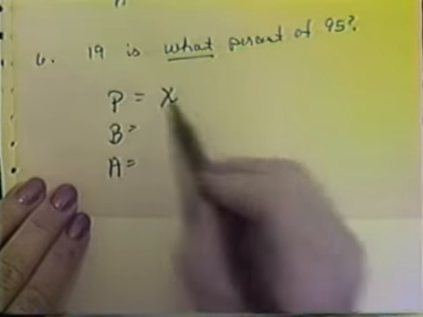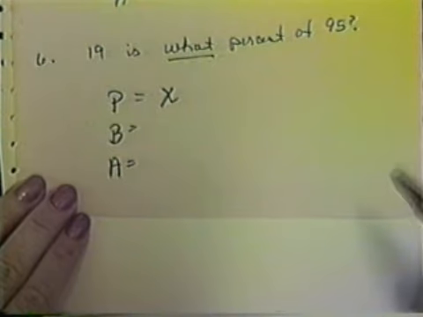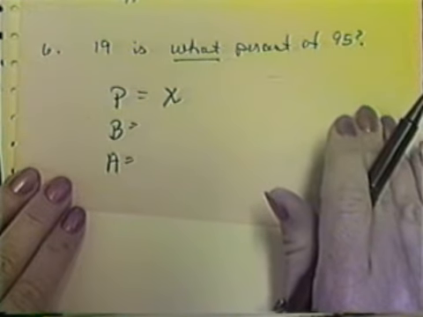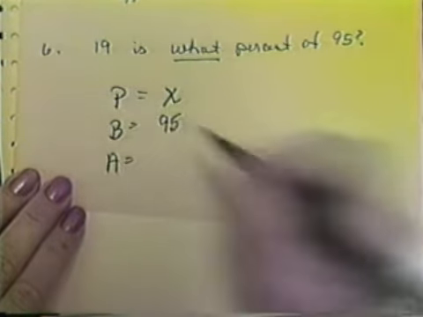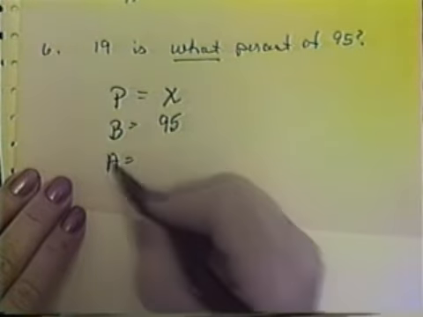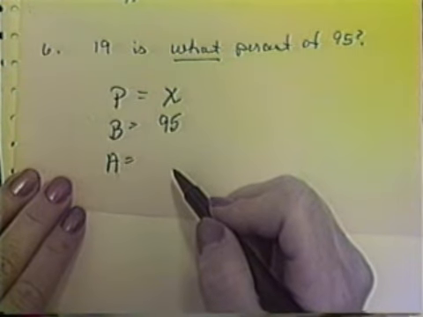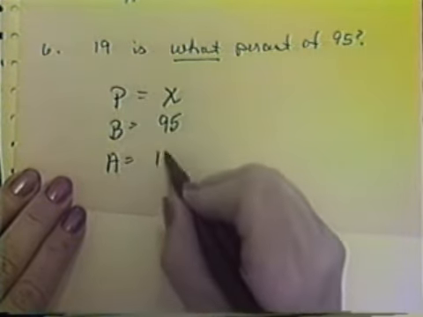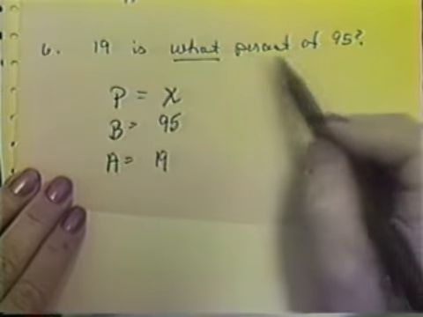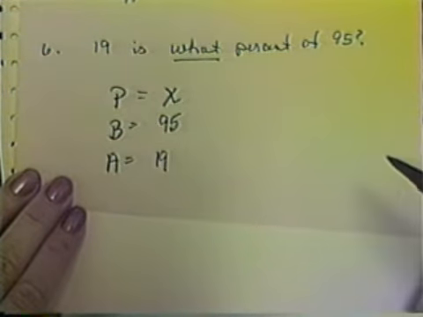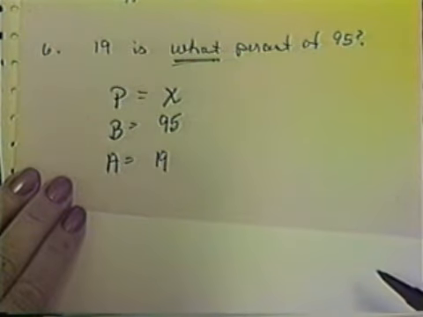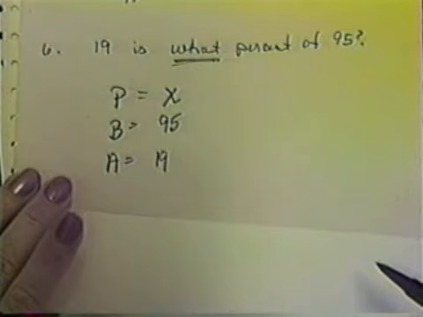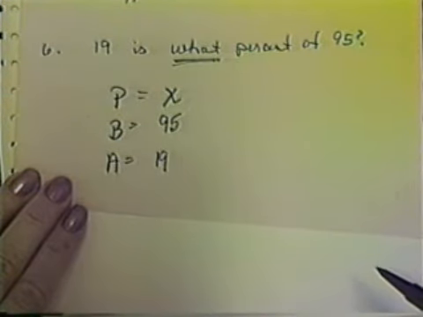So again that means the percent must be our unknown. Now, what would we be taking the percent of? We'd be taking the percent of 95, which tells me 95 must be my base. The amount then is what I haven't used, so that must be our 19. Percent, again, is usually the easiest one to identify.